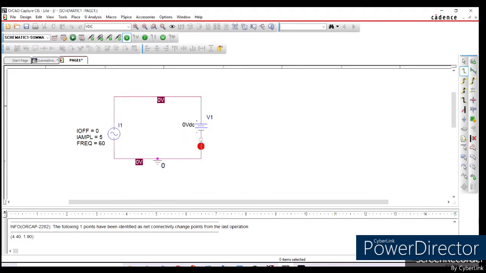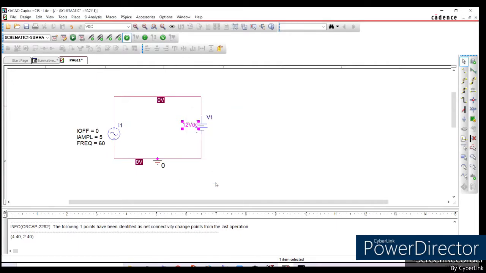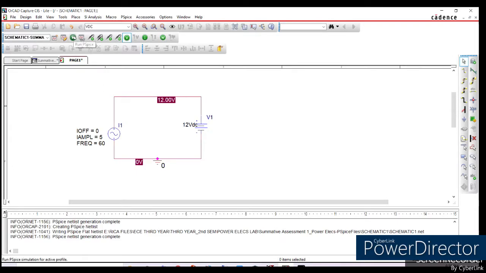We will be editing the parameters of our DC voltage source, wherein we will be setting it to 12 volts DC as stated by the problem. Now that will be our circuit with the same time duration and the same transient response. So let's run our simulation.